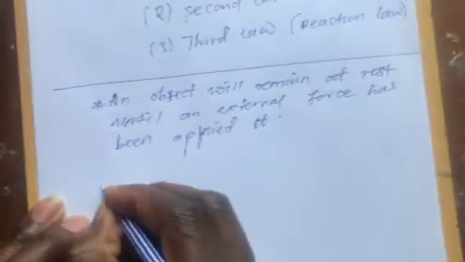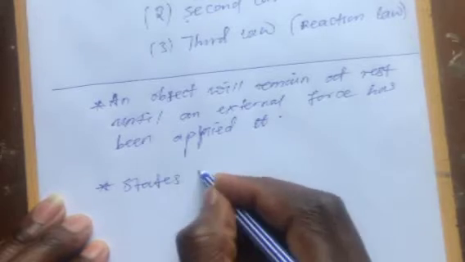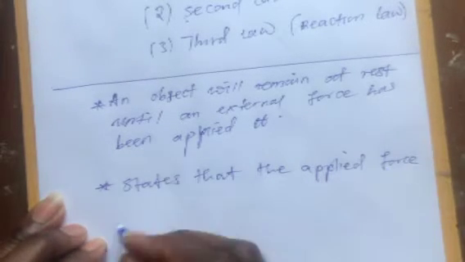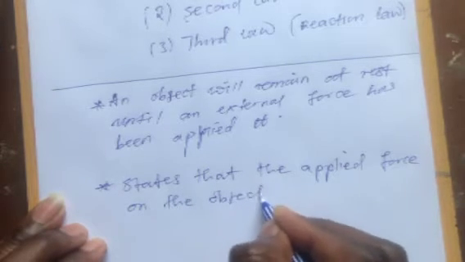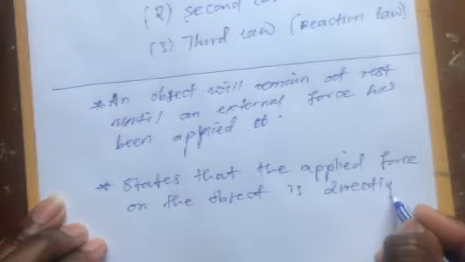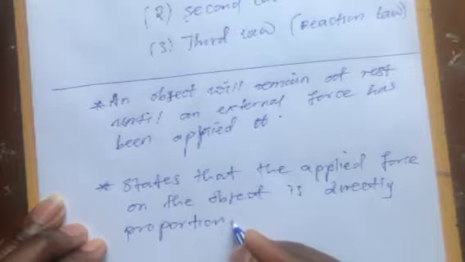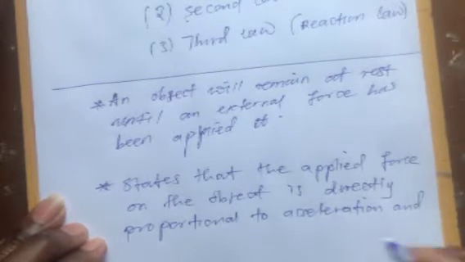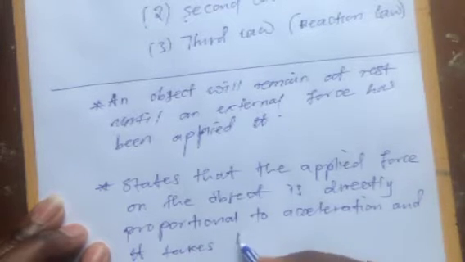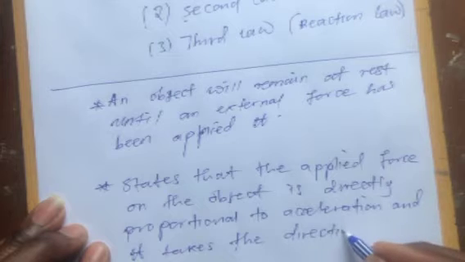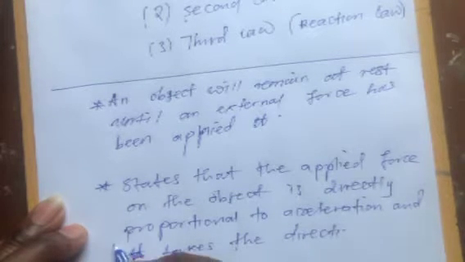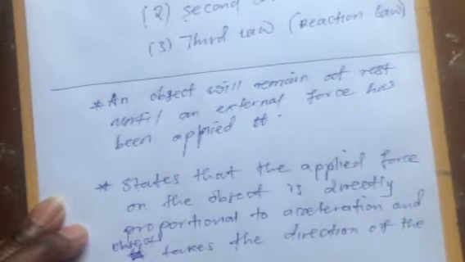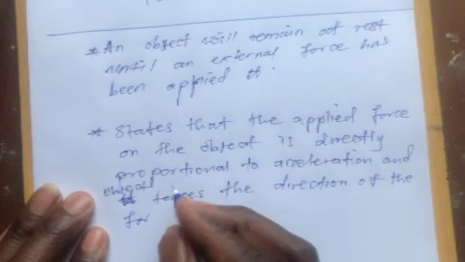So the second law states that the applied force on the object is directly proportional to acceleration, and the object takes the direction of the force. The object takes the direction of the force.